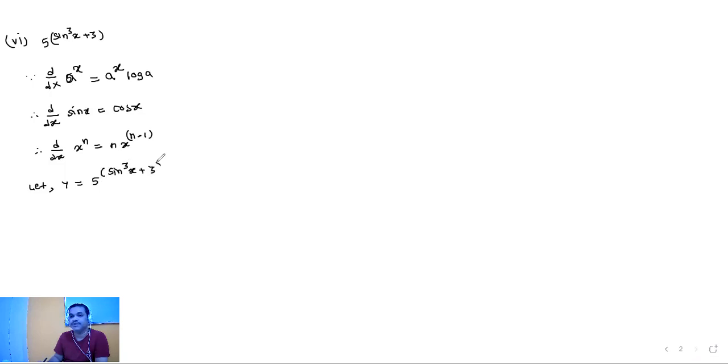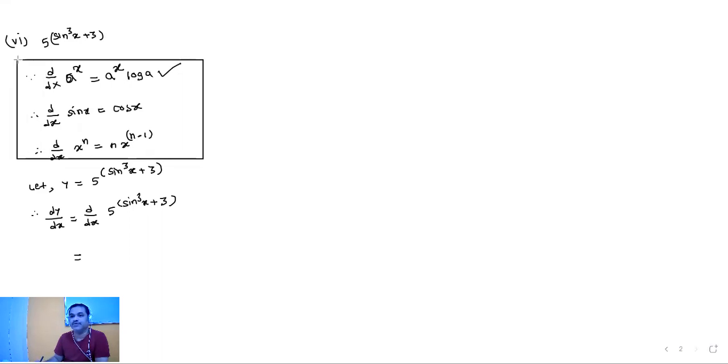Now, as usual, the procedure: let y is equal to 5 raised to sine cube of x plus 3. Therefore, dy by dx is equal to d by dx of 5 raised to sine cube x plus 3. This is of the type a raised to x where a is a constant, and the exponent is a function f of x. So we will consider these two separate formulas. Let me put it into a proper box for a clear understanding.